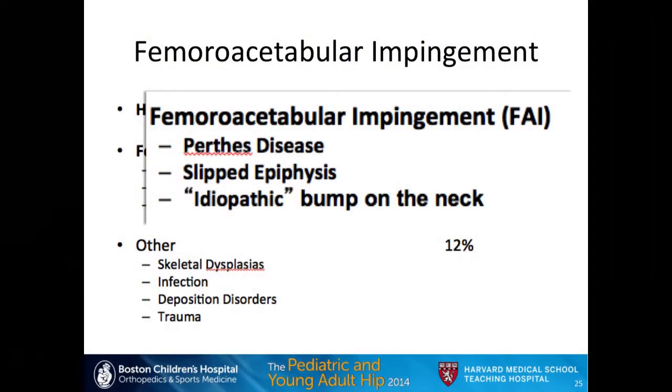So it happens on a spectrum. It includes cam and pincer type impingement morphologies that we talked about. So we really talk about femoral acetabular impingement, or FAI morphology. What's the shape that gets you to the problem? Because the whole point of this little cartoon is that you have a mismatch in shape, and that grinds the gears or tears your cartilage up.